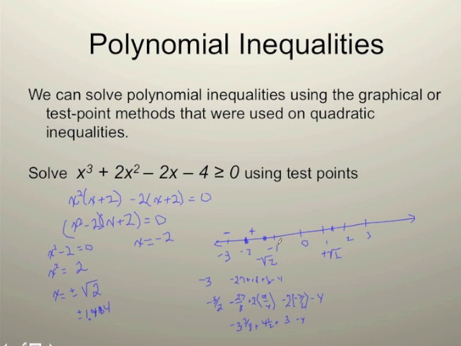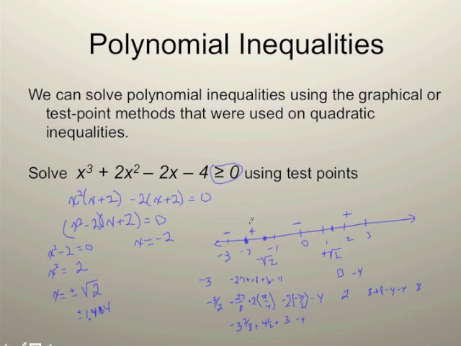Then here I can do my typical 0. That'll give me a negative 4. So this is negative. And over here I can do 2, which will give me an 8 plus 8 minus 4 minus 4, or an 8. So that's positive. And for this one, I want greater than or equal to 0.